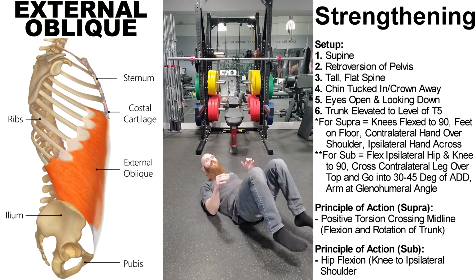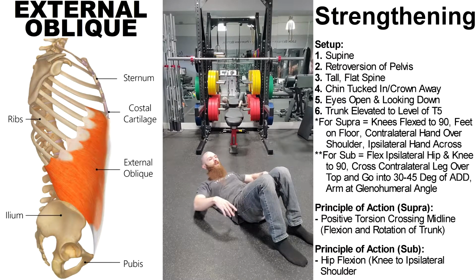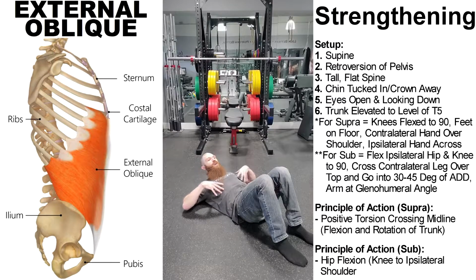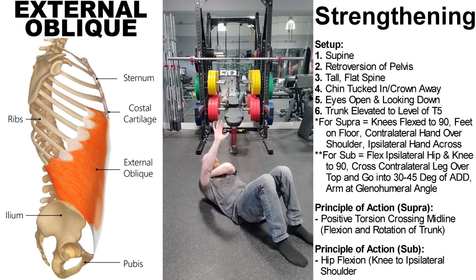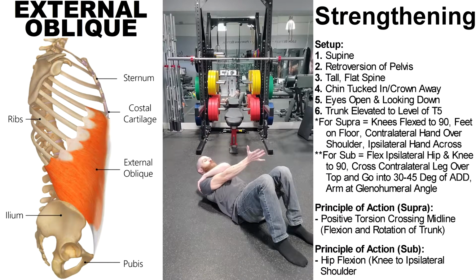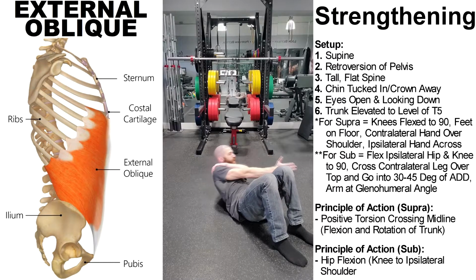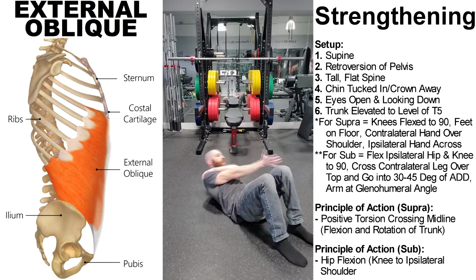You want to go ahead and flex your knees to 90 degrees, plant the feet firmly on the floor. We've got retroversion of pelvis, flat lumbar, flat thoracic, keep the chest elevated. With the contralateral hand, cup it over the shoulder. With the ipsilateral hand, maximum extension of elbow and wrist, maximum external rotation of shoulder, and then go into adduction. For the principle of action, we're going to do a combination of flexion and rotation, and we want to make sure that we cross the midline, and this is for the supraumbilical fibers.